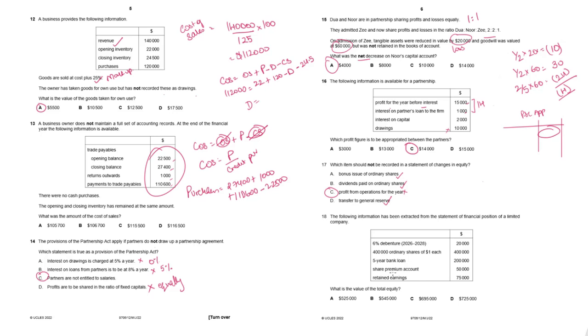Following information has been extracted from the statement of financial position of a limited company: 6% debentures, 400,000 ordinary shares, 5-year bank loan, share premium, retained earnings. Okay. What is the value of total equity? Remember, equity means the share capital plus all the reserves. Equity is whatever that belongs to the shareholders. So 400,000 plus share premium plus retained earnings, because bank loan and debentures are non-current liabilities. So 525,000, which is option number A.